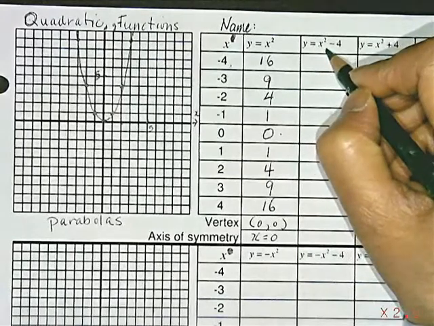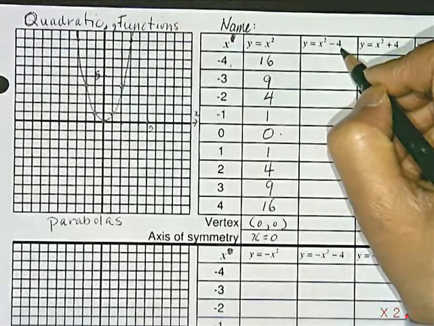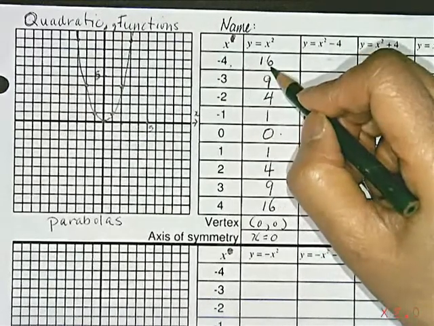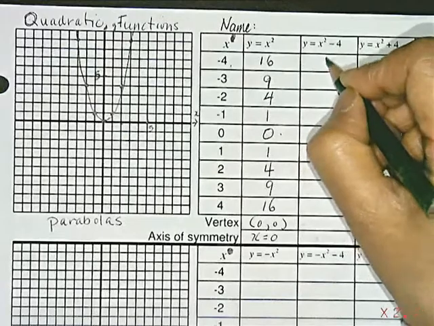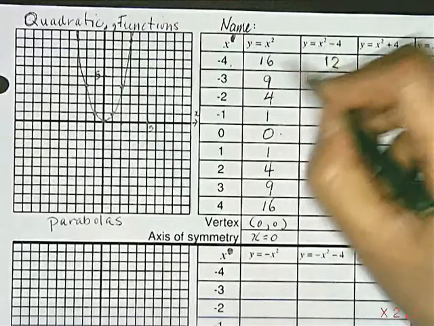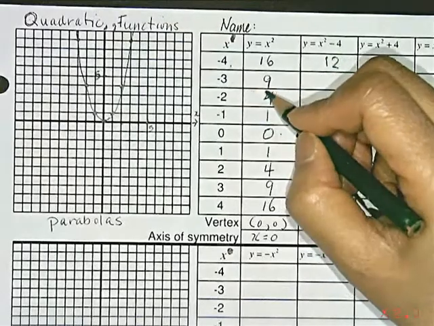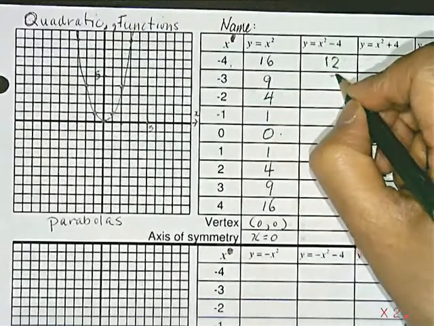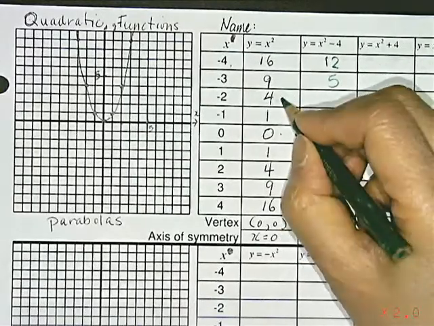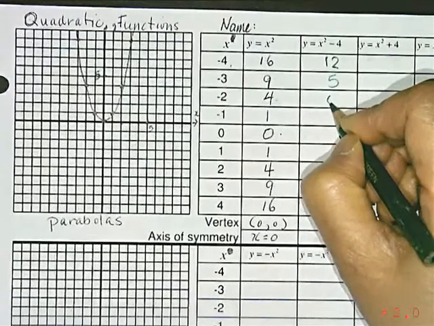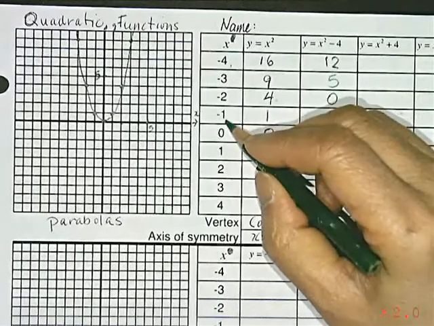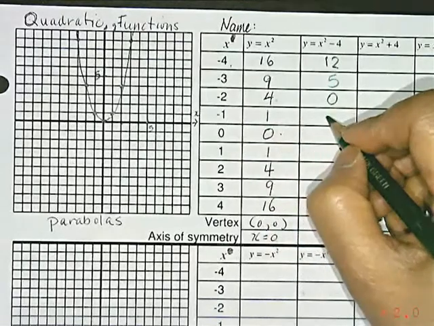The function says square your x and then take away 4. So here is -4. I square it to get the 16 and subtract 4 from it. That will be 12. Then I will take -3 for x. I square it to get 9. 9 take away 4 is 5. So what I'm doing is just taking away 4 from each of these numbers in the previous column. 4 take away 4 is 0. x squared is 1. Take away 4 is -3.